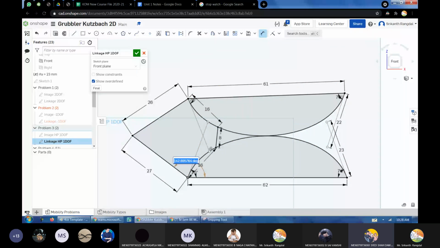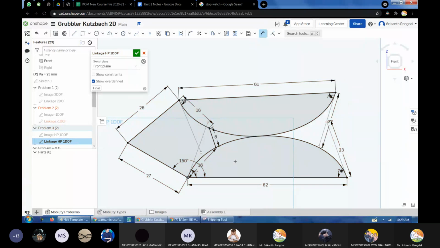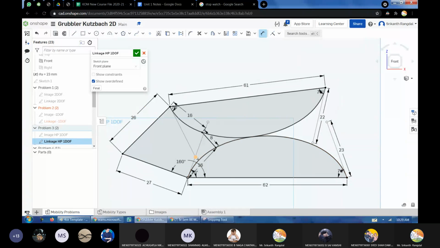So just by using this one value, that's a bit more, I guess. Okay, let's give it 150. Just by using this one angle, I'm able to control all the other links. So there is a single degree of freedom. Only one link I can control at a time. That's what it means to have a single degree of freedom.